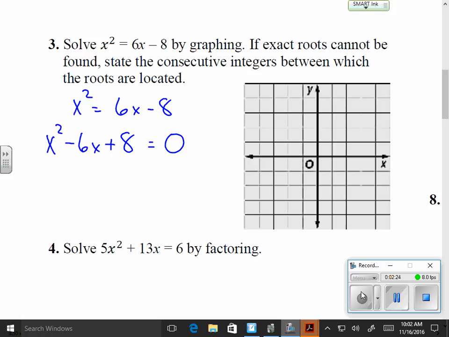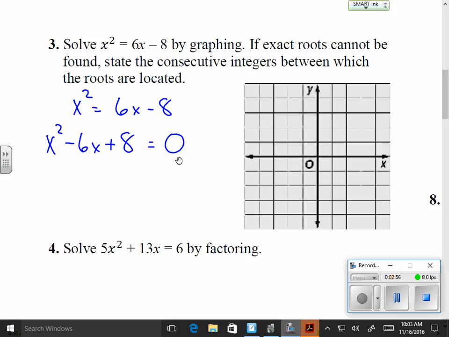Number 3, we're being asked to find the exact roots of this equation. We're supposed to graph it, and if the roots are not integers, then we need to find the consecutive integers between which the roots can be located. So the first thing I need to do is get it in standard form, or set it equal to 0, which means I'm going to subtract 6x and add 8, and this is what I end up with.